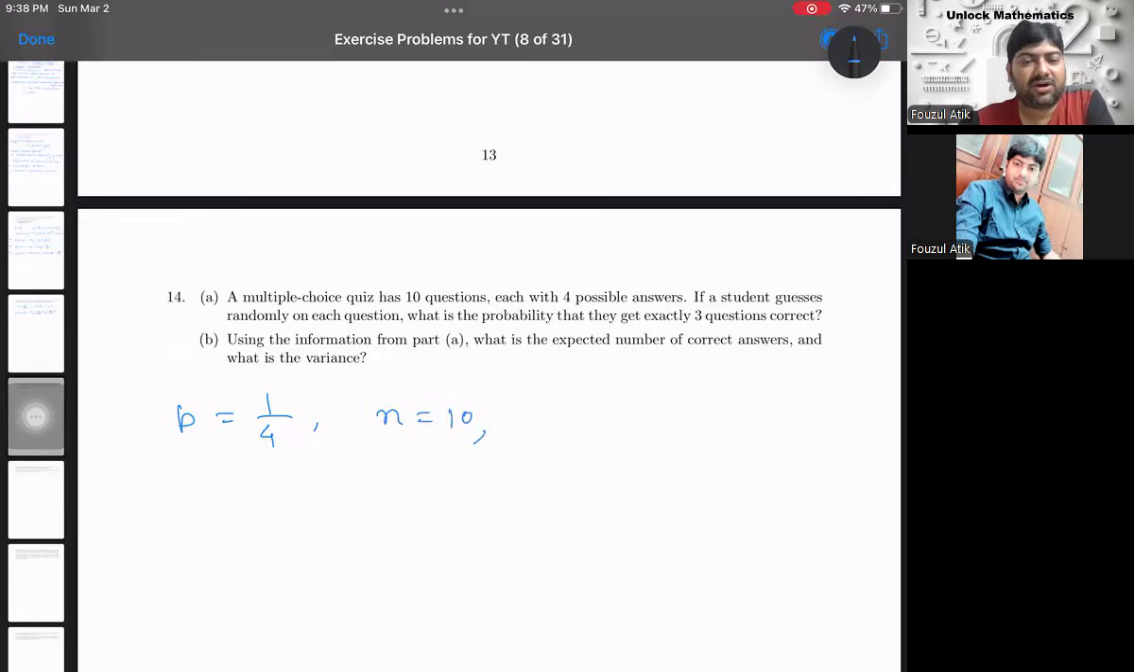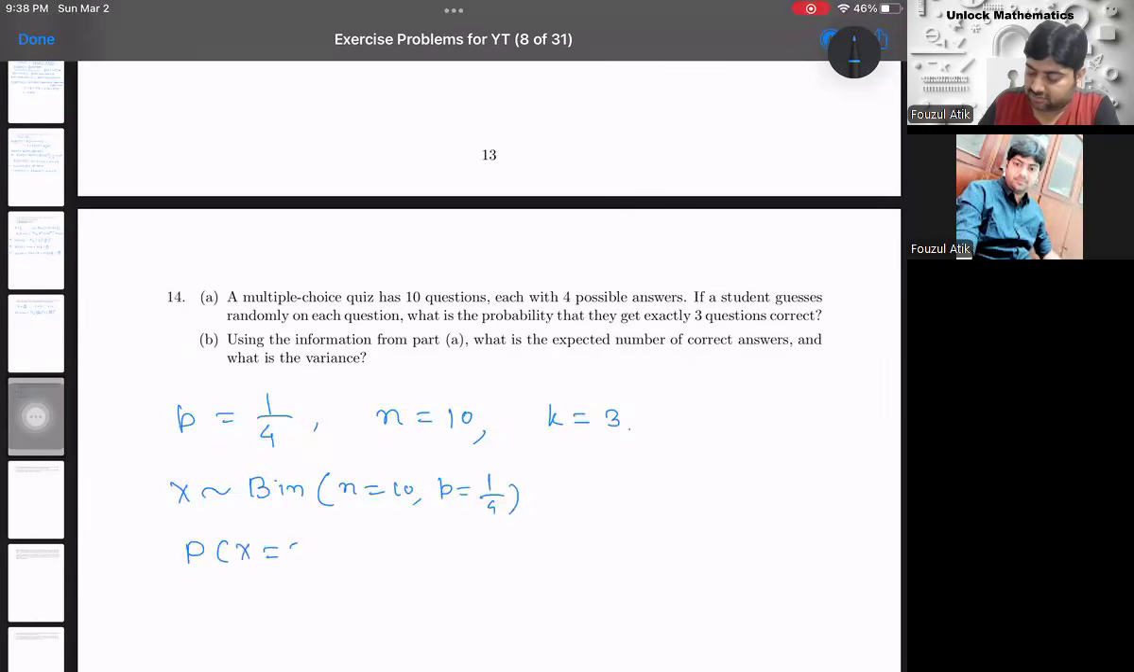And then you have to find the three number of success probability. So your k is equal to 3. Here this random variable X is a binomial(n, p), with n equal to 10 and p equal to 1/4, and then you have to find P of X equal to 3. So just put it in the formula.